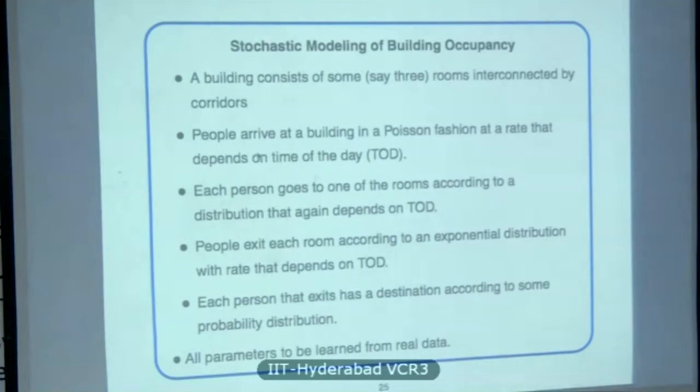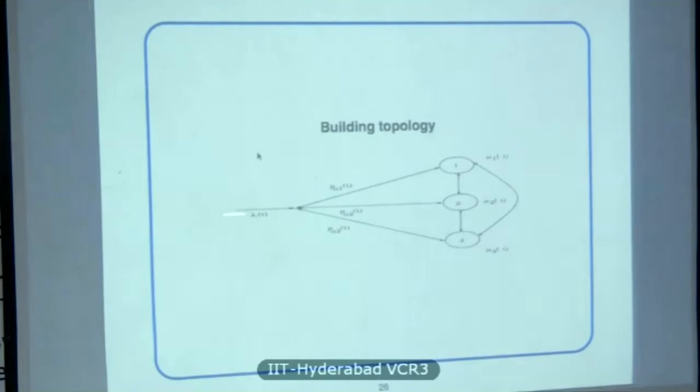Okay. And so this is an example building topology. So there are these three rooms. People come from here, from outside, and then they distribute to different rooms depending on this lambda, and then they go according to this probability distribution. And they exit from this room according to this probability distribution with mean at mu1, mu2, mu3. Okay. And so we simulated this, and these are the parameters.